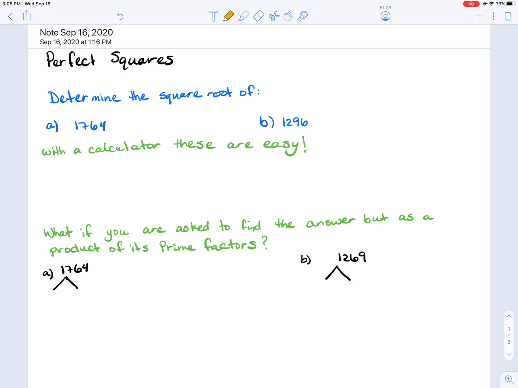Perfect squares. When determining perfect squares, we know that perfect squares and square roots are related to each other. So we know that the number 25 is a perfect square, and it's formed by multiplying two factors of 5 together. So we know that 5 times 5, or 5 squared, equals 25.